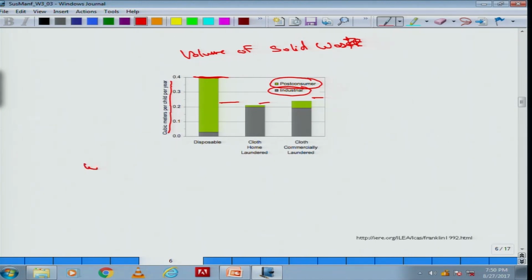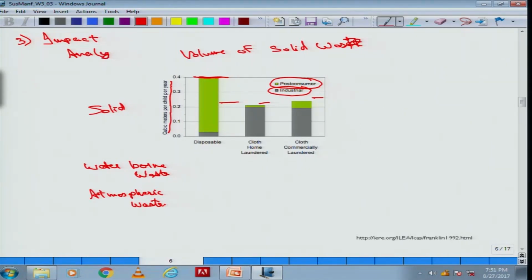Also, there are waterborne waste, right. This was only solid waste. Now, also we have atmospheric waste. What actually are we doing here? We are typically doing the impact analysis, that is the third step, and also we are evaluating, that we will do here.